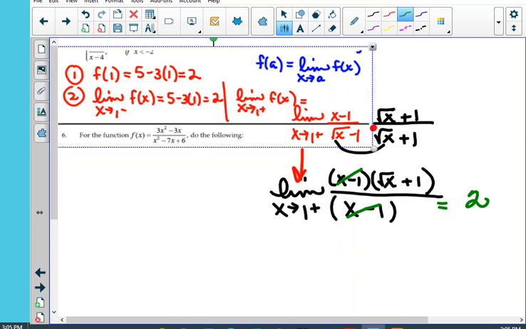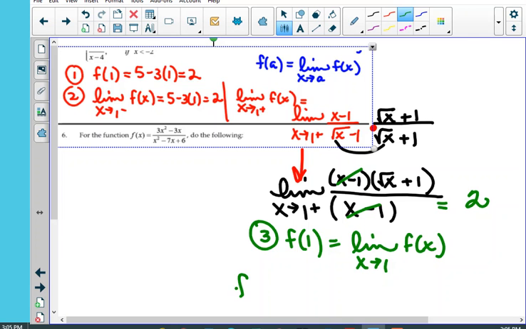So to finish the proof, that means that f of 1 is equal to the limit as x approaches 1 of f of x. So f of x is continuous at x equals 1.